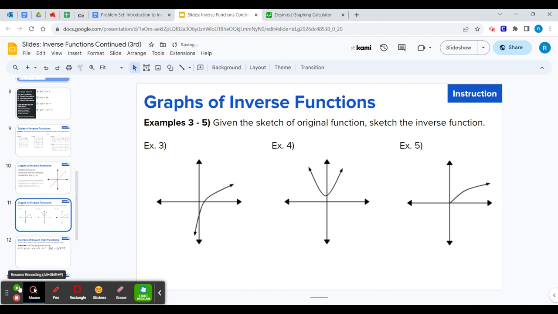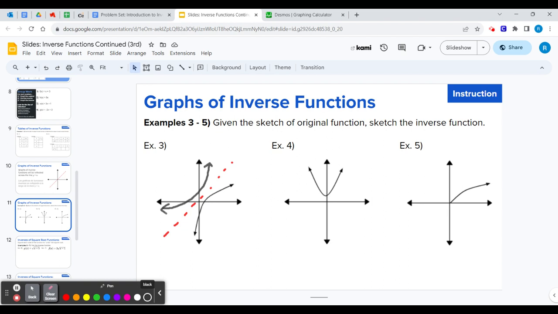So in example 3, 4, and 5, first thing I'm going to draw in is that line of reflection to help me make my sketch, right? We're reflecting across that diagonal. And if we do that, then I can roughly trace what our inverse would look like. Our inverse would reflect off and look like this.